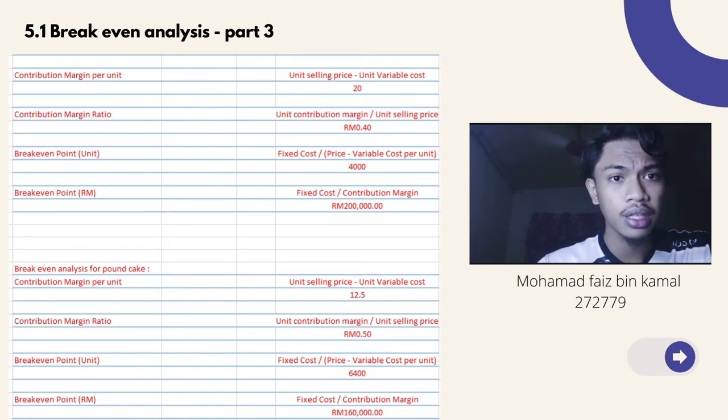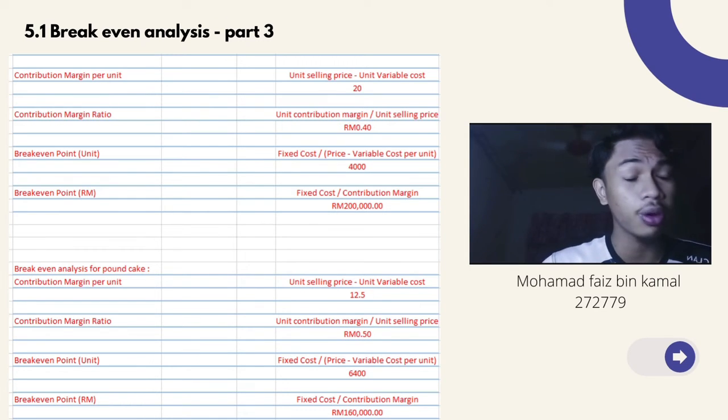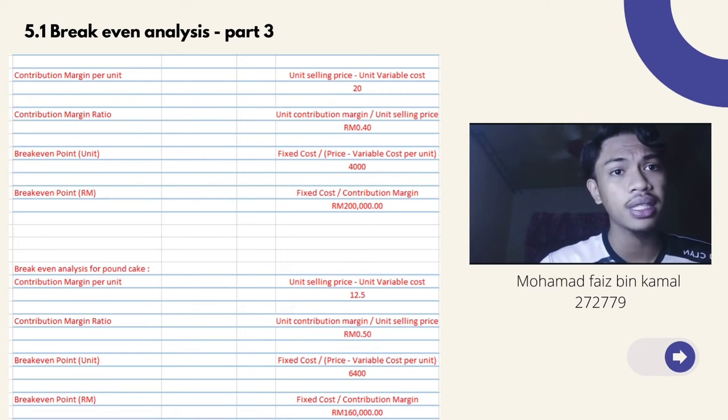For the first product, butter cake, Sweetylicious will need to sell a total of 4,000 butter cakes per year, which is revenue of RM200,000, in order to break even. And for the second product, the pound cake, Sweetylicious will need to sell a total of 6,400 cakes per year, which is revenue of RM160,000, in order to break even.